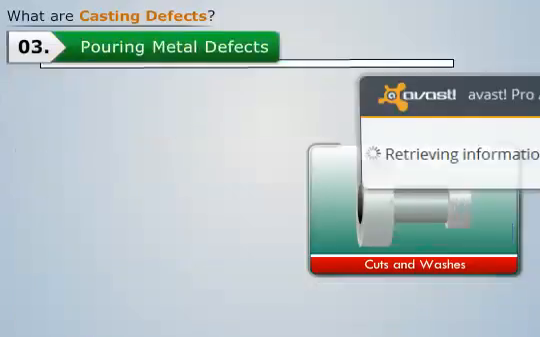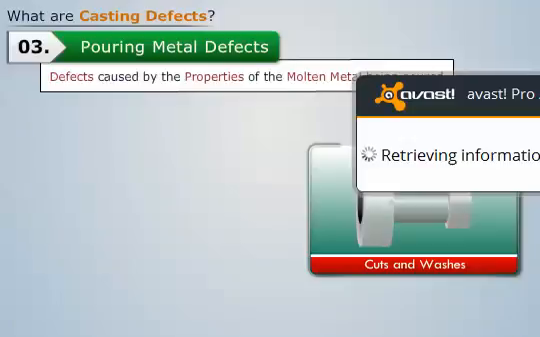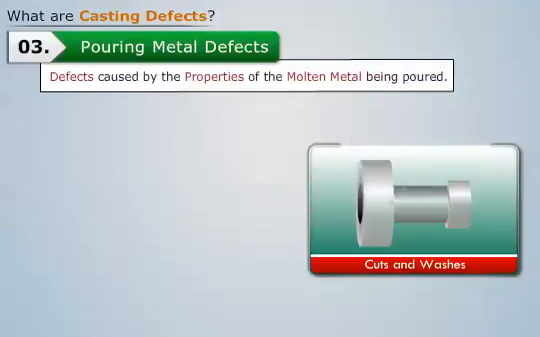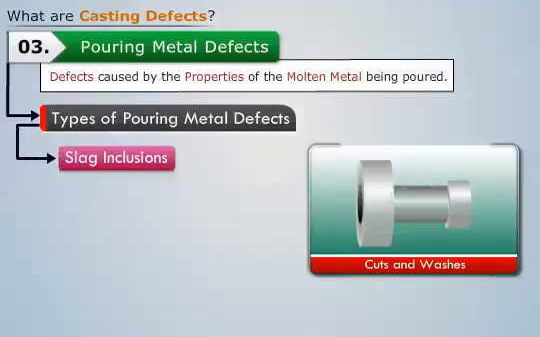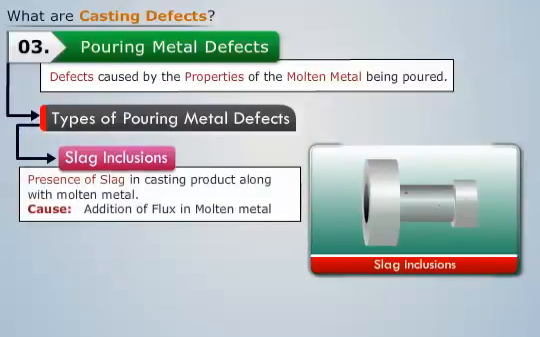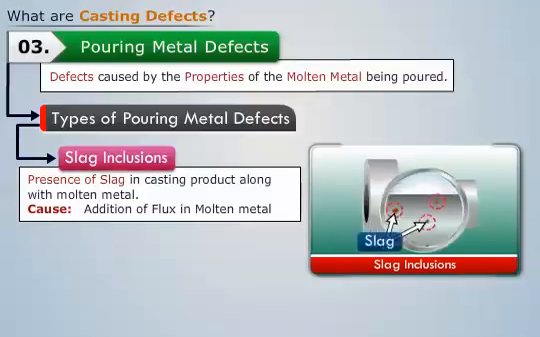Pouring metal defects. These are the defects caused by the properties of the molten metal being poured. These are further classified into slag inclusions and misruns. When flux is added in the molten metal to avoid impurities and oxide formation in the hot molten metal, some of the slag formed by the flux enters the casting. This presence of slag in the casting product along with the molten metal is known as slag inclusion.